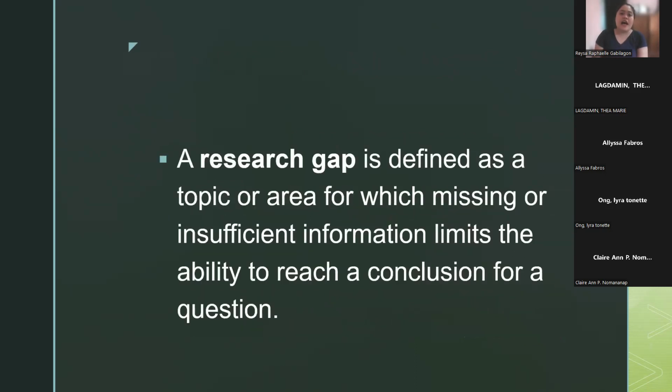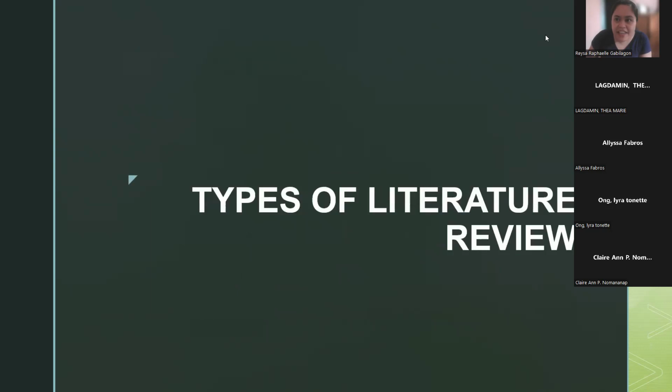So sabi ko kanina, a research gap is like an area or a topic na insufficient yung information. Kung meron kang research problem, itong area na ito, hindi pa talaga siya totally na pag-aaralan. So we cannot really give a definite conclusion or yung definite outcome niya talaga, hindi mo pa mabibigay, yun siya ang tinatawag na research gap. So pwedeng pumasok ka dyan sa research gap para masagot na ang mga unanswered question.